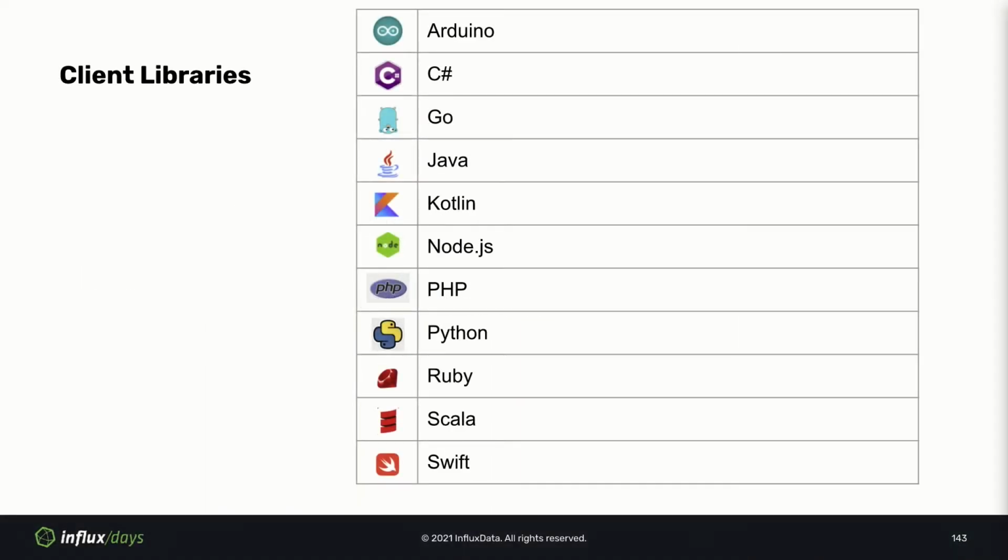Currently, we offer client libraries in Arduino, C#, Go, Java, Kotlin, Node.js, PHP, Python, Ruby, Scala, and Swift. This means that any of your applications built in these languages can send data directly to InfluxDB using the InfluxDB Write API. To use these client libraries, you can download the binary via the command line or with assistance from the UI.